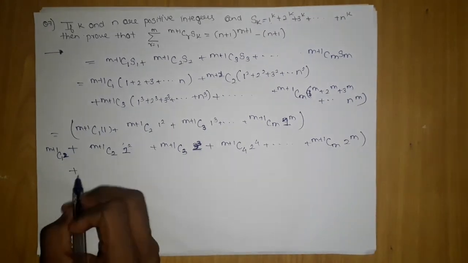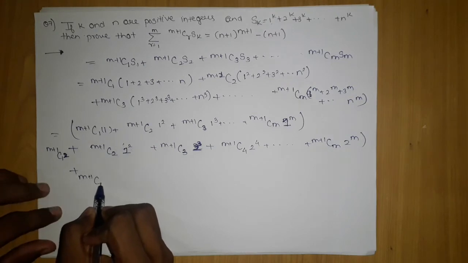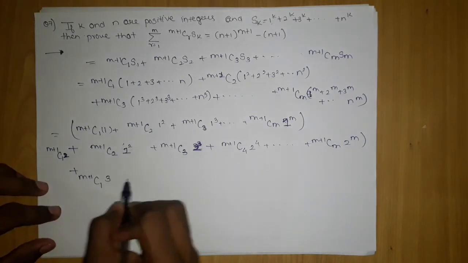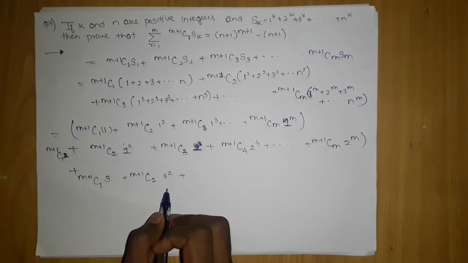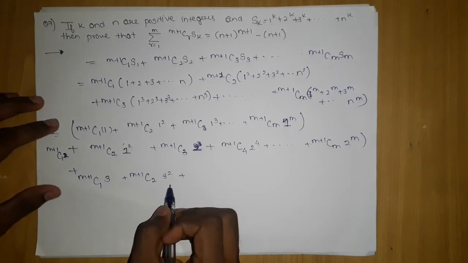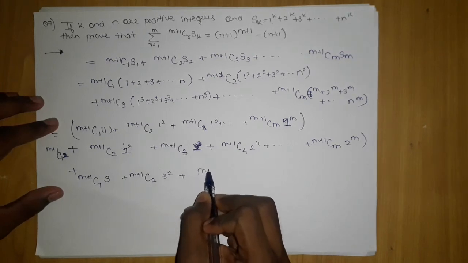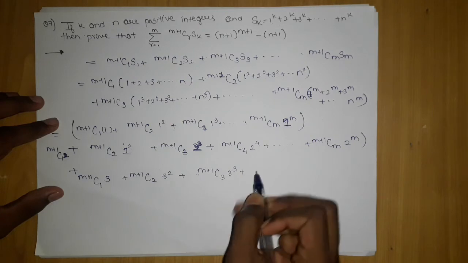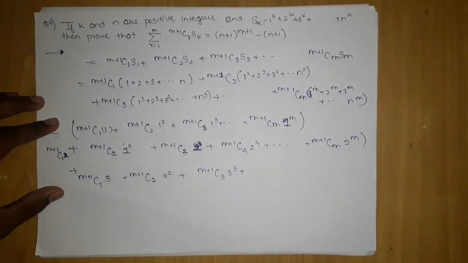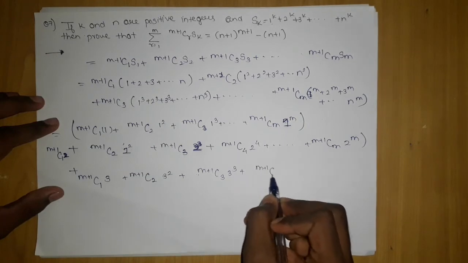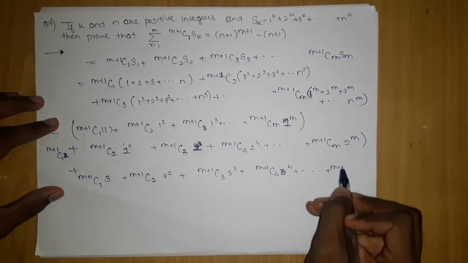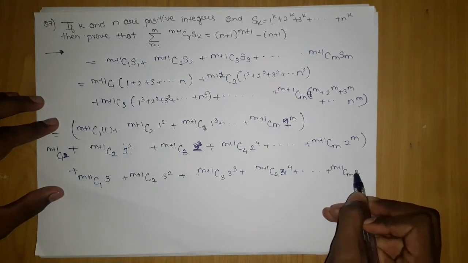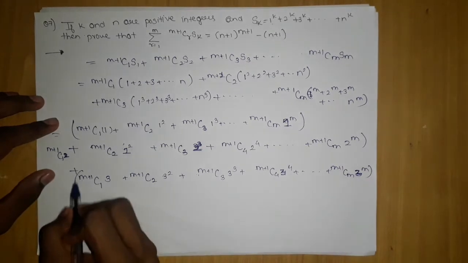Similarly, if we move on, for base 3 we have (m+1)C_1 times 3, (m+1)C_2 times 3 squared, (m+1)C_3 times 3 cubed, and (m+1)C_4 times 3^4, and so on. It will go on till (m+1)C_m, 3^m. So here all the terms have come, and so on.